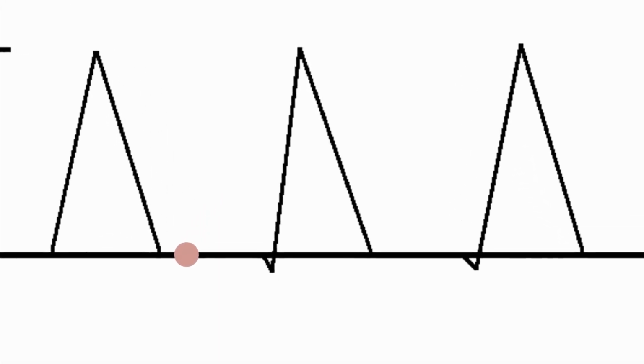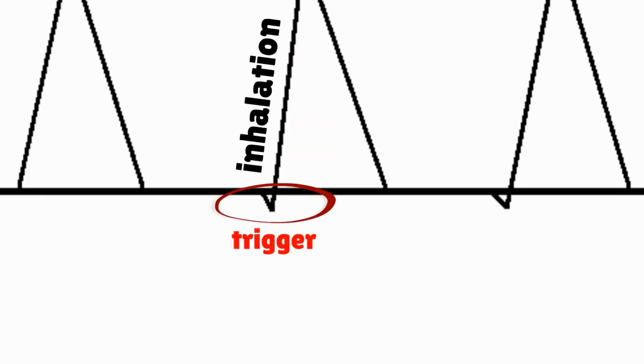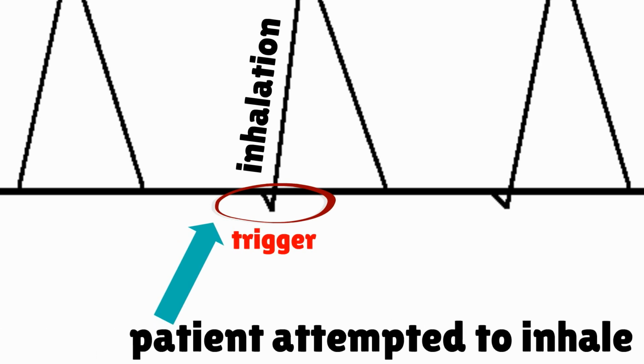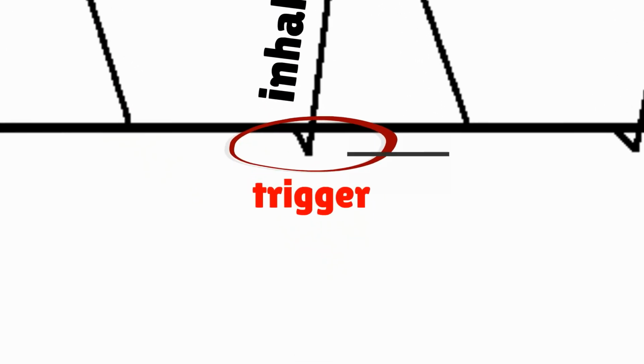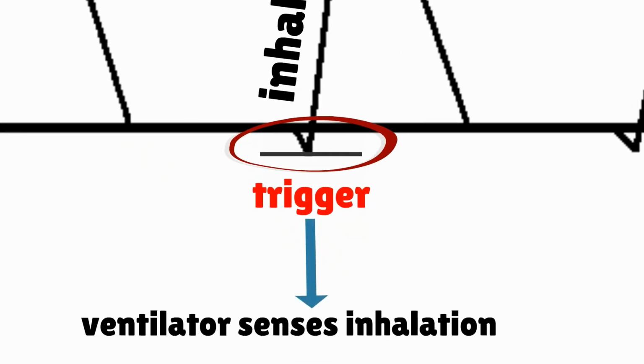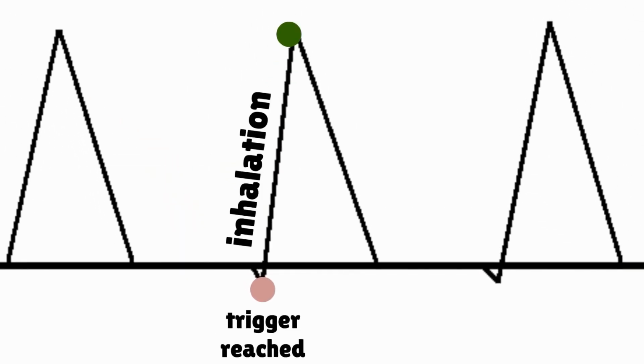When the patient triggers a breath, you will notice a slight dip at the very beginning. The ventilator will not know the patient is attempting to breathe until the patient reaches the preset trigger. And the term trigger just simply refers to the point in which you want the ventilator to respond to a patient's effort to inhale. The respiratory therapist is the one that determines this. And once the trigger has been reached, the ventilator will deliver a breath.